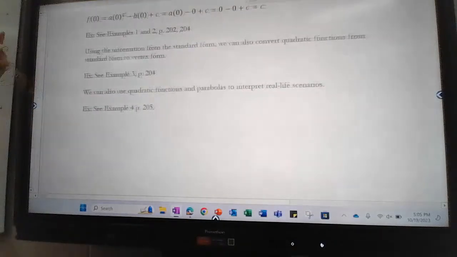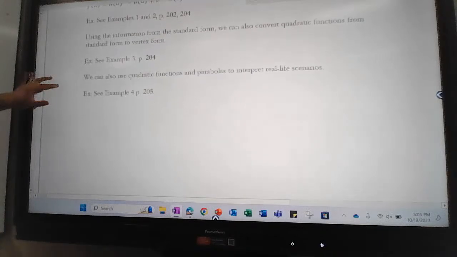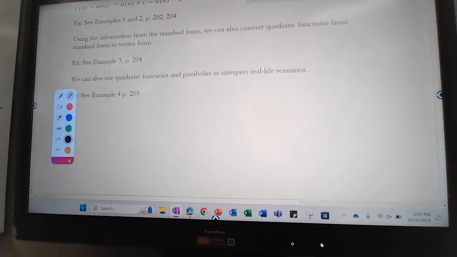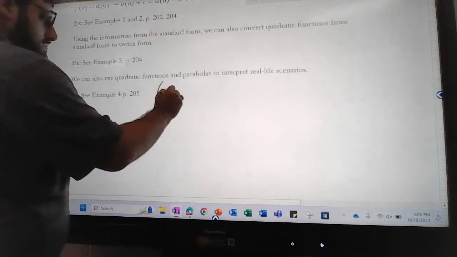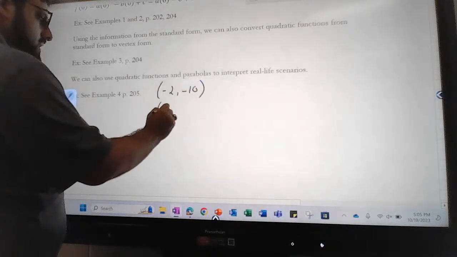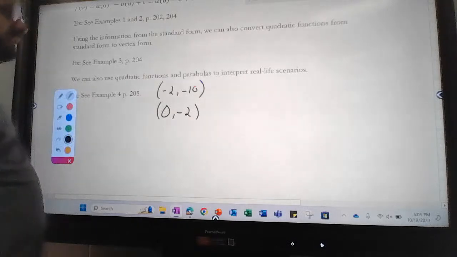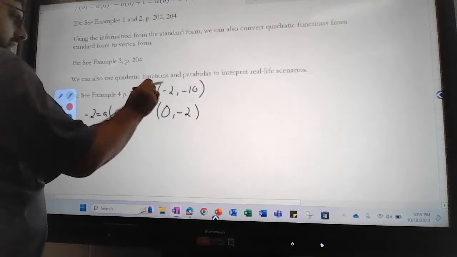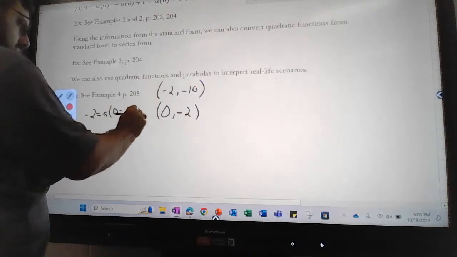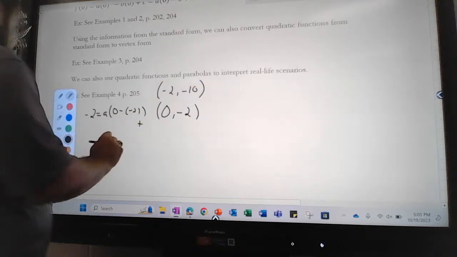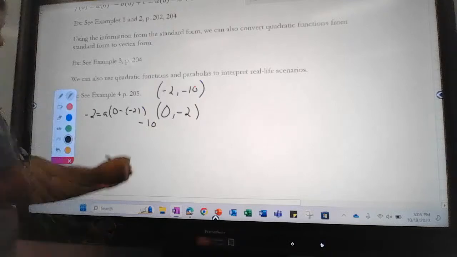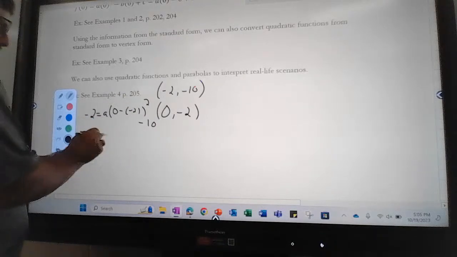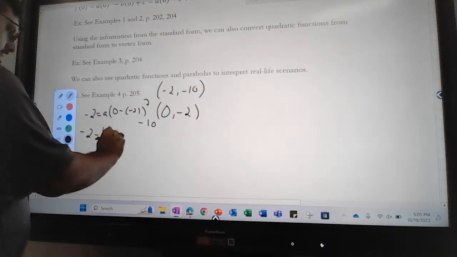And also, once we know the standard form, we can also convert these quadratic functions from standard form to vertex form. Let's use the previous example here. For example, our vertex was negative 2, negative 10. Our y-intercept was the point 0, negative 2. So if I put that into the vertex form, negative 2 equals a times x minus h, so 0 minus negative 2, squared, minus 10. 0 minus negative 2 is 2. 2 squared is 4, so 4a minus 10.